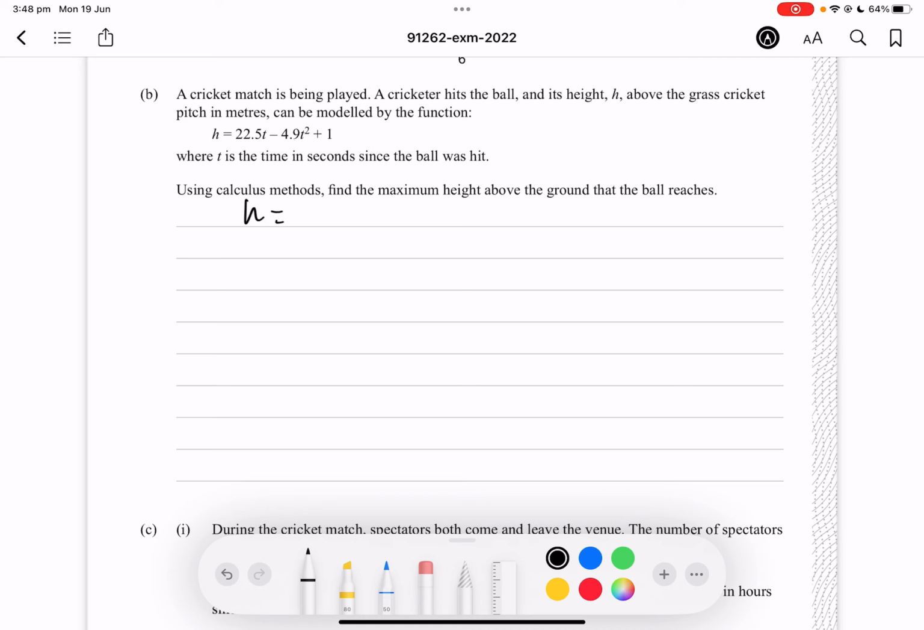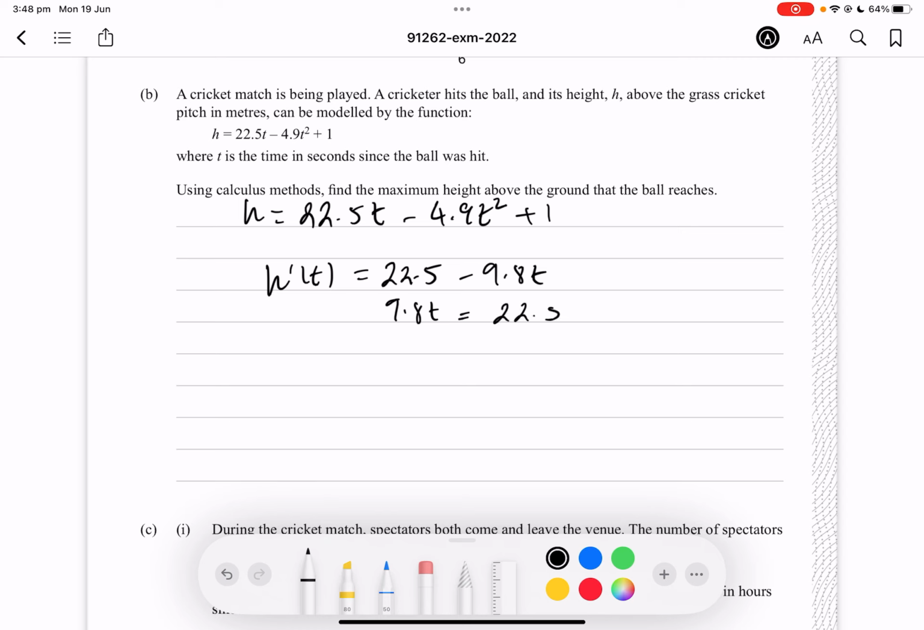So we have h equals 22.5 times t minus 4.9 t squared plus 1. So h dash of t, or dh over dt, equals 22.5 minus 9.8 t. And we're going to make that equal to 0. So 9.8 t equals 22.5. Therefore t equals 22.5 divided by 9.8, and that's equal to 2.296.